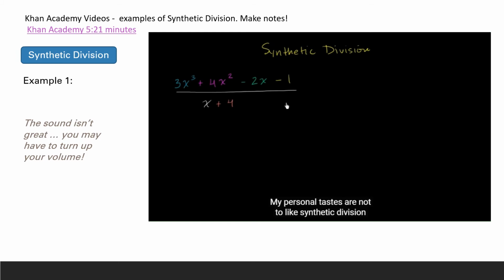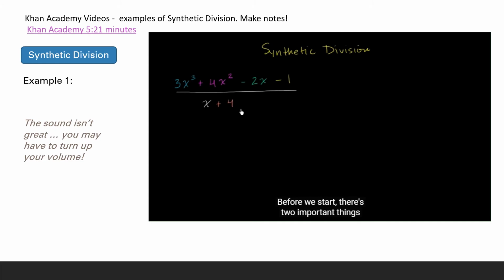My personal tastes are not to like synthetic division because it is very, very, very algorithmic. I prefer to do traditional algebraic long division, but I think you'll see that this has some advantages. It can be faster, and it also uses a lot less space on your paper. So let's actually perform this synthetic division. Let's actually simplify this expression.